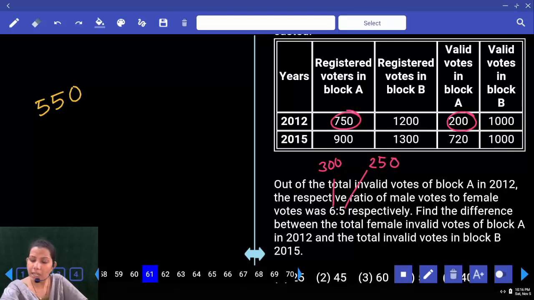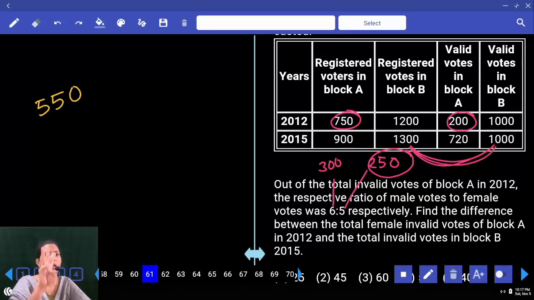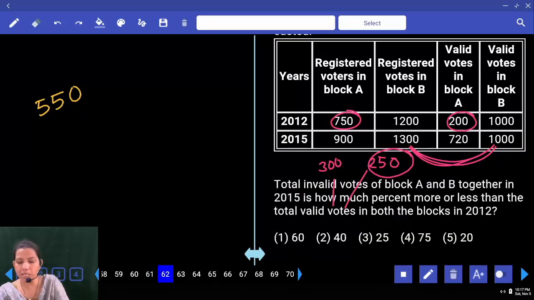Next, find the difference between the total female invalid votes in block A in 2012, ఎంత ఇక్కడ? 250. And the total invalid votes in block B in 2015. What is the invalid votes value? 300. 300 and 250 difference value? 50 is the answer. Okay, next question number 62.